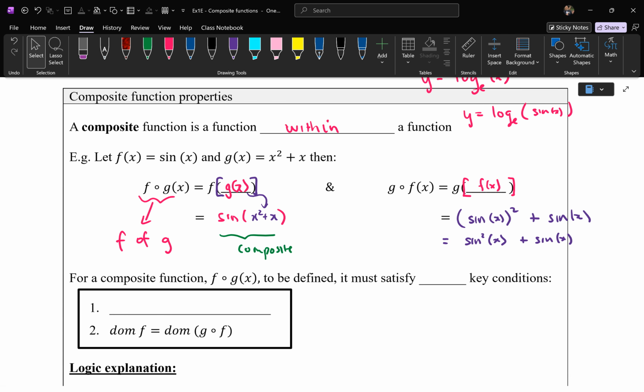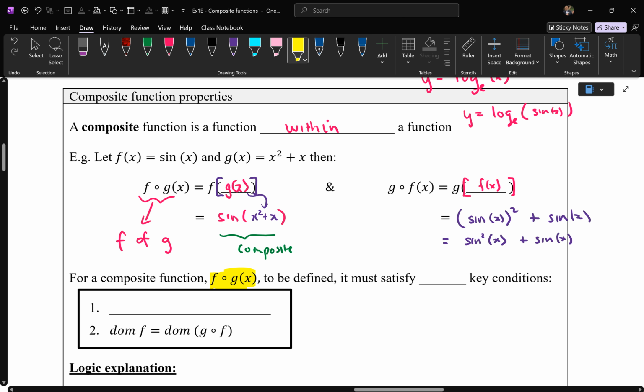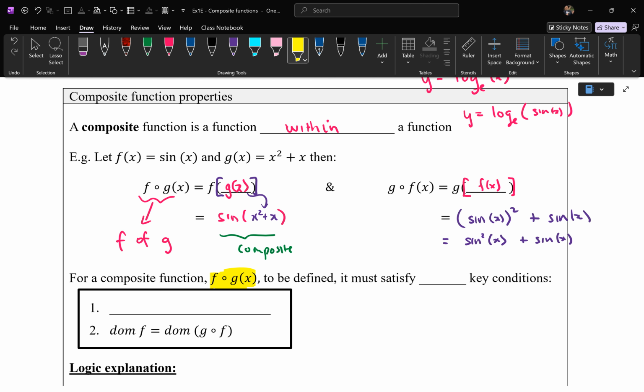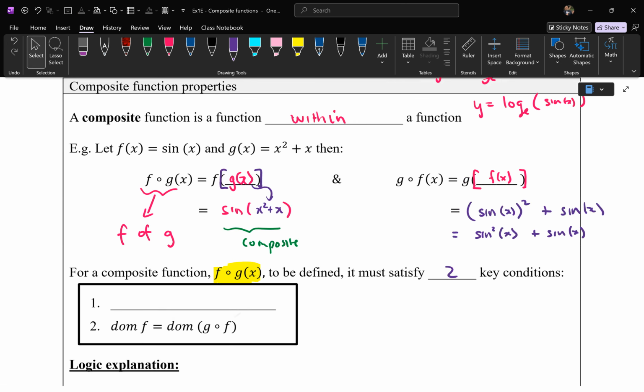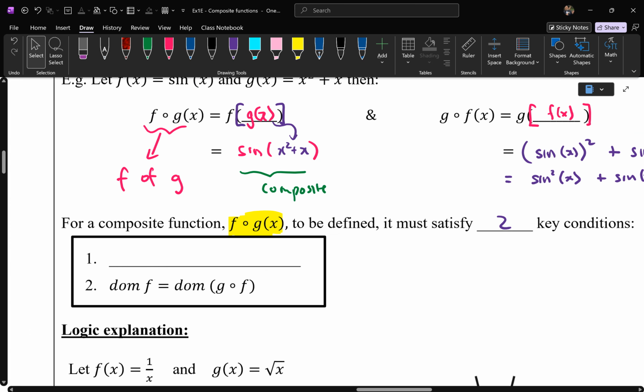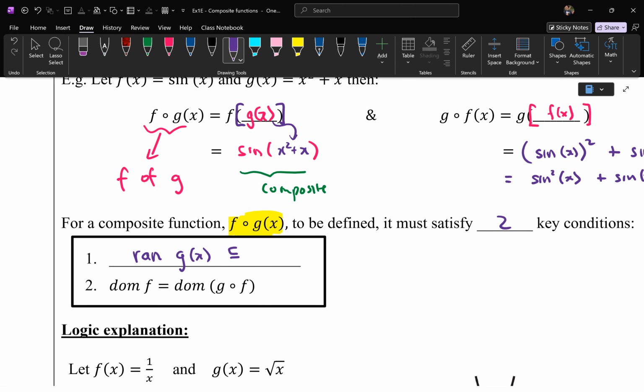For a composite function, f of g of x, to be defined, notice the one I'm using is f of g, because if I wrote it the other way around, then the rules also flip around as well. So notice it's f of g of x. To be defined, it must satisfy two key conditions. Number one is the most important one that you have to check first. It is that the range of g of x needs to be a subset of the domain of f of x. Write that in. That's one of the most important first steps in exercise 1E.